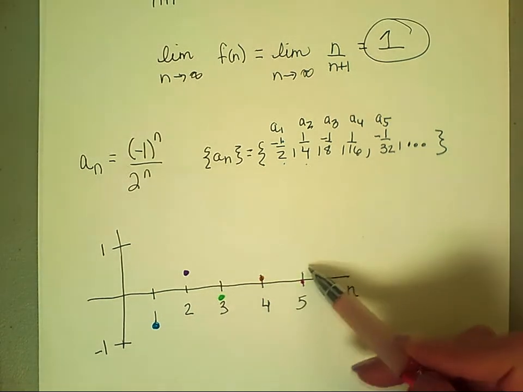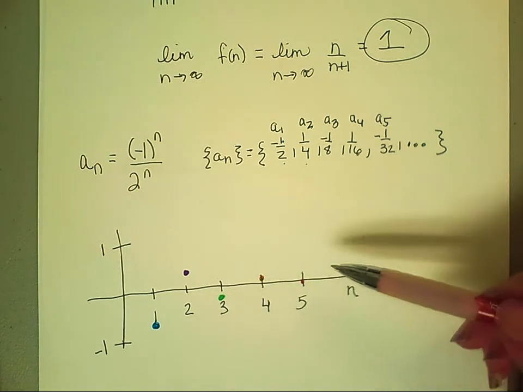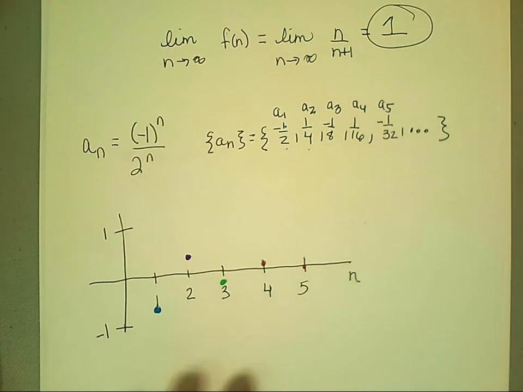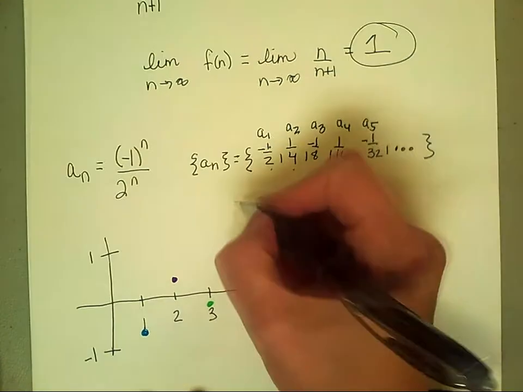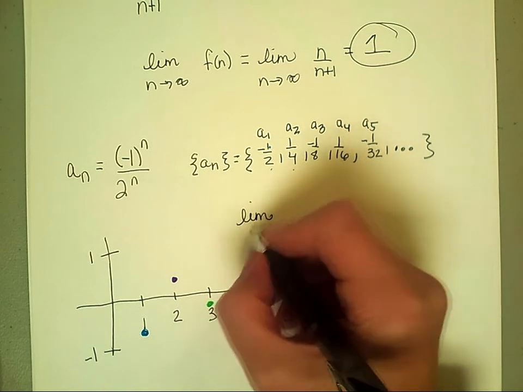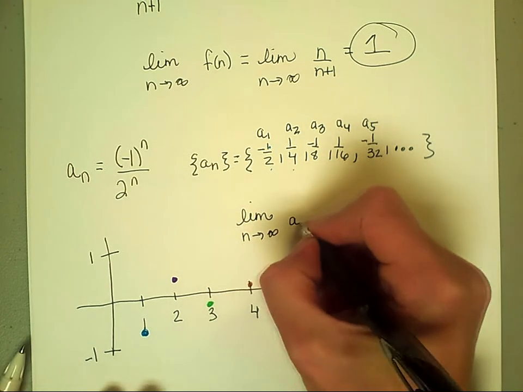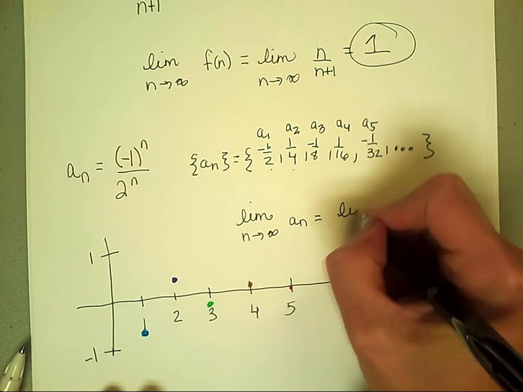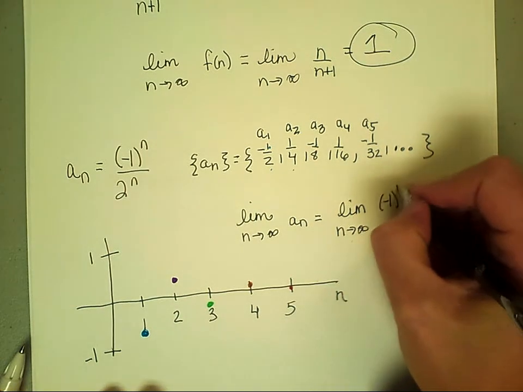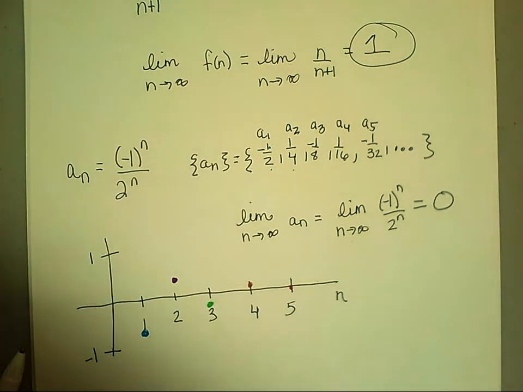So these are jumping up and down between positive and negative, but they seem to be zeroing in on the number 0. So by inspection, what we can say is that the limit of this sequence, which is a function, does exist. The limit as n goes to infinity of a sub n, or I could write the limit as n goes to infinity of negative 1 to the n over 2 to the n. Well, it's 0.